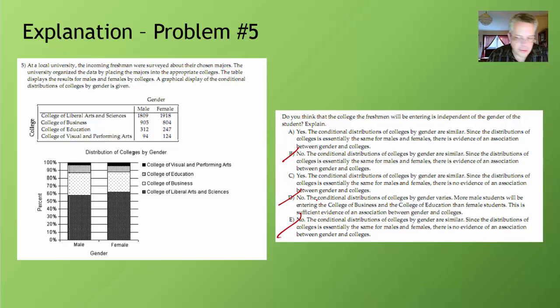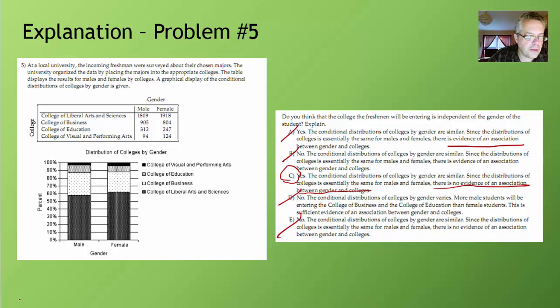Of the 2 remaining, one's a liar and one is not. A says the conditional distributions of colleges by gender are similar. That's true. Since the distributions of colleges is essentially the same for males and females, there is evidence of an association. Oh, that's really tricky. There is no association. If they're independent, we say that there isn't an association. So A is the liar, C is correct. It says there is no evidence of an association, and that's true. It doesn't seem to matter for this college whether they're male or female.